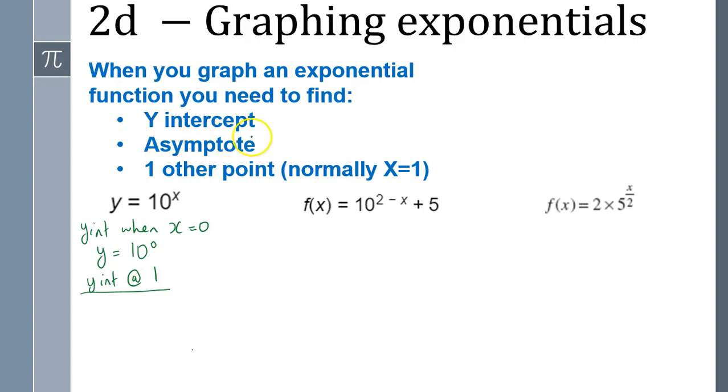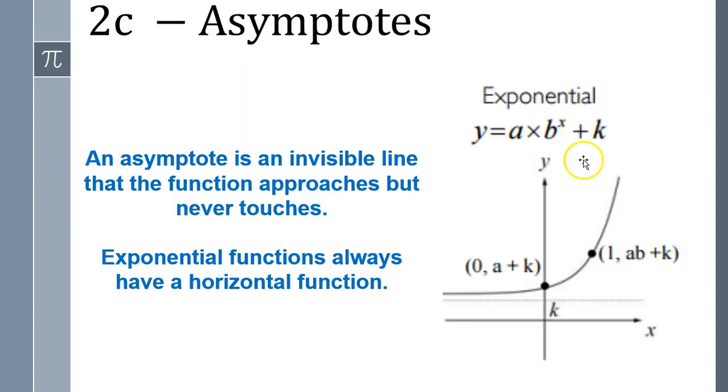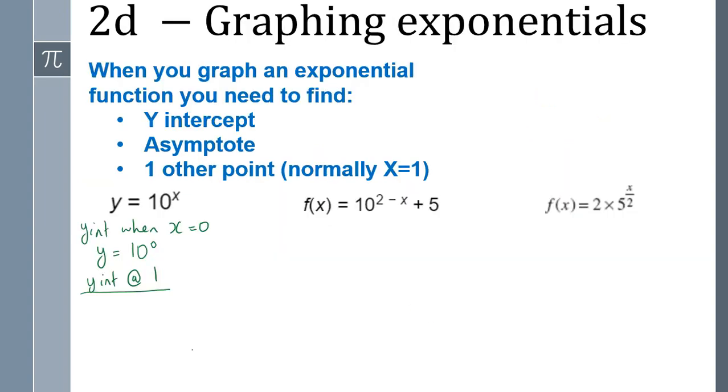Okay, our second one, we've got to find our asymptote. If we go back up to the formula sheet, the horizontal asymptote is at k. Okay, I don't have a k, so that means it's plus 0. So asymptote at 0.